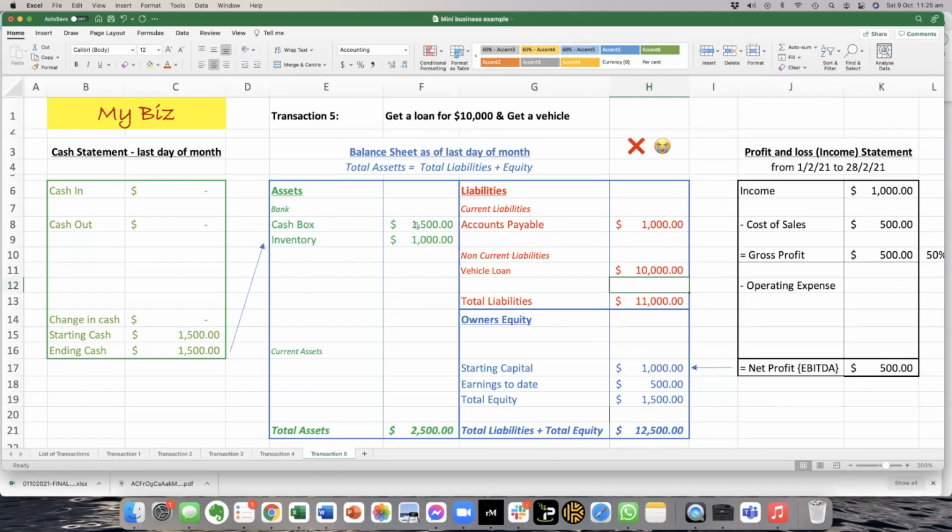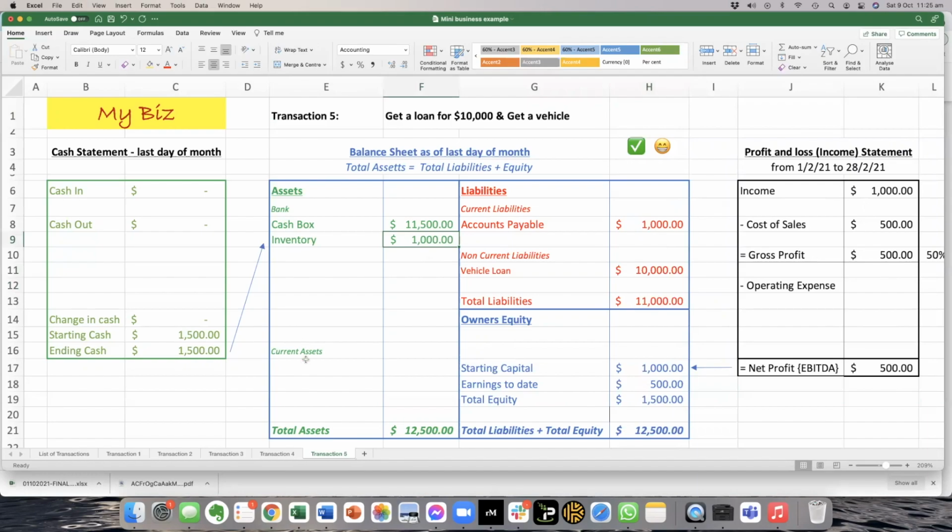So we've just got $10,000 from the bank. 10,000 plus the 1,500 we already had in there is $11,500. Guess what? We're back to balance. So everything is checked and balanced. Our total assets, looking at our equation here, is equal to our total liabilities and total equity. So we're in good shape.